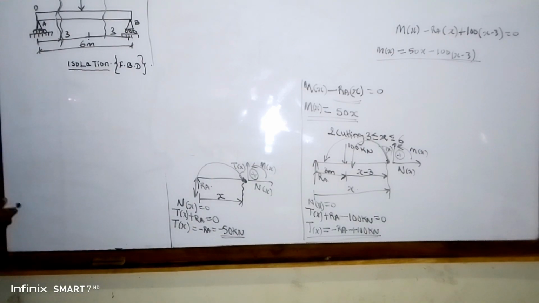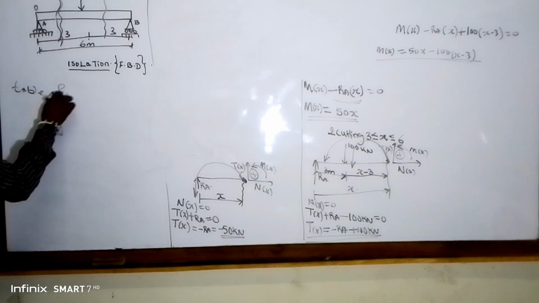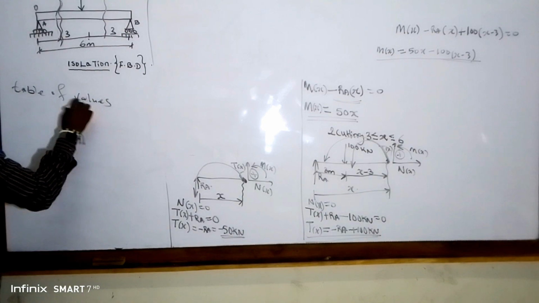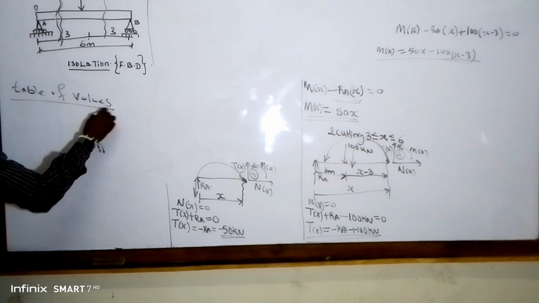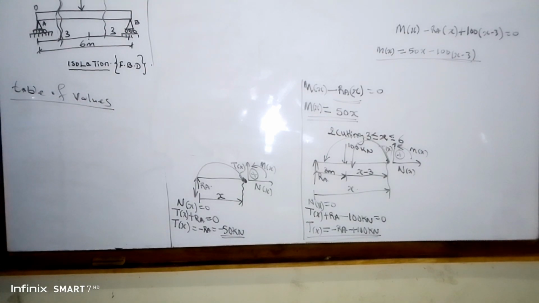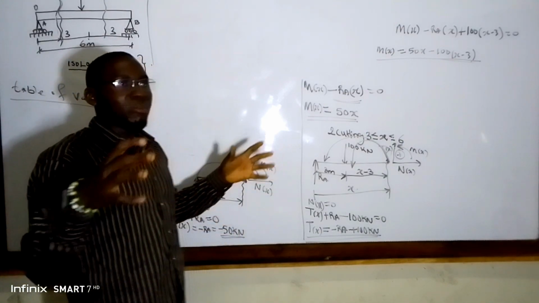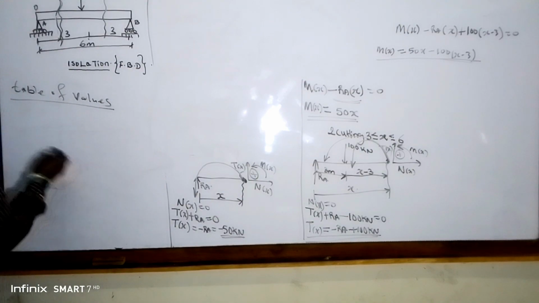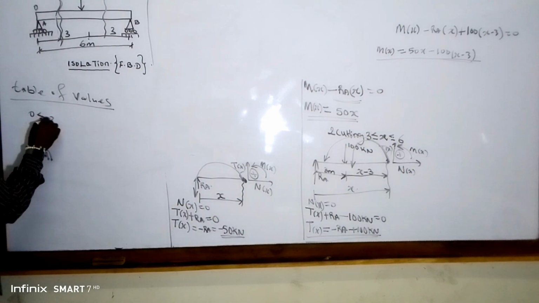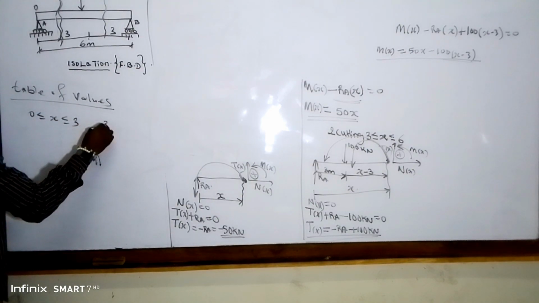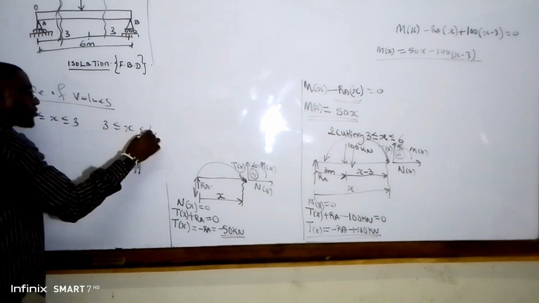Guys, it is always advisable to draw the table of values. So we say table of values. You are drawing the limits, the zones at which we are working, that is the number of cuttings you have had so far. So we have 0 less than or equal to x less than or equal to 3, and 3 less than or equal to x less than or equal to 6.